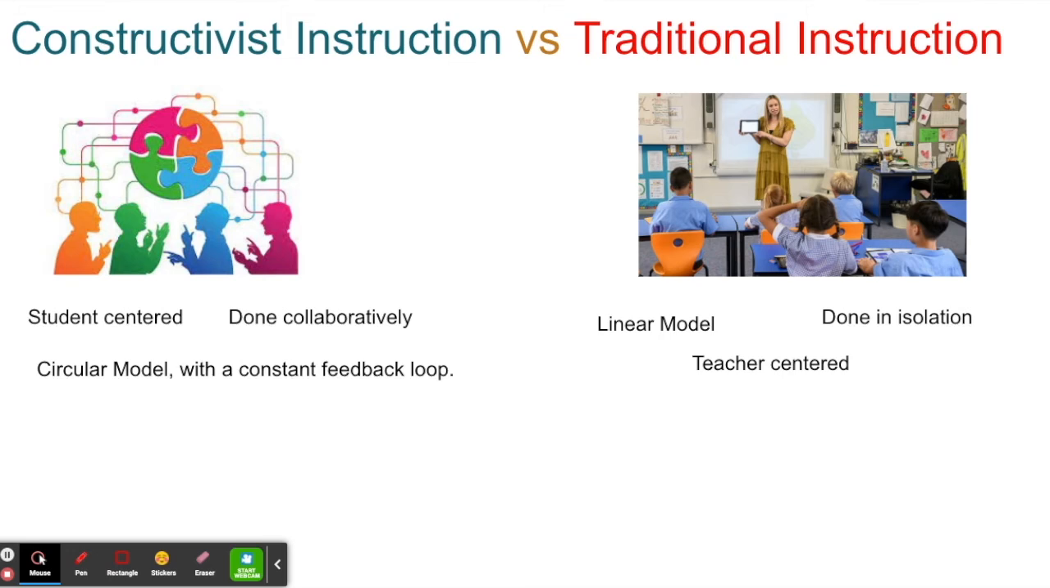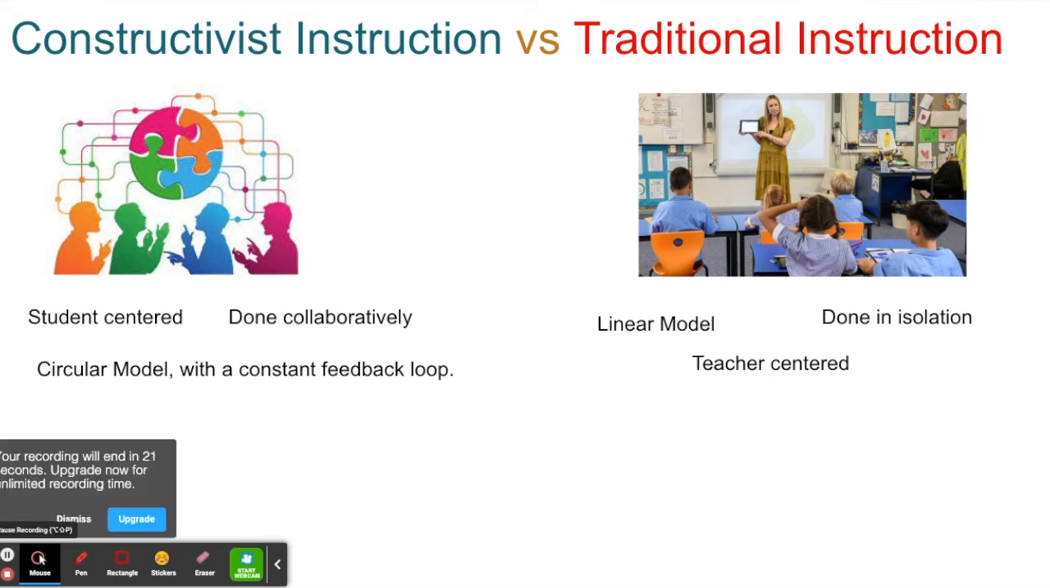So what are the main differences between constructivist instruction and traditional instruction? Summarizing, constructivist instruction is student-centered, it's done collaboratively, it's a circular model with a constant feedback loop. So students are assessed, the teacher gets feedback from the students, then they are able to adjust the teaching based off of what the student's understanding is.